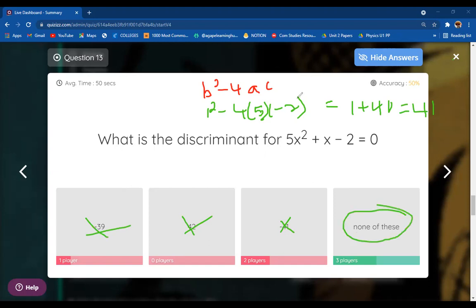Everybody good with that? Yes, miss. So it's not this one because this one had a minus sign. Right? Minus and a minus. Don't let that trick you. Okay.